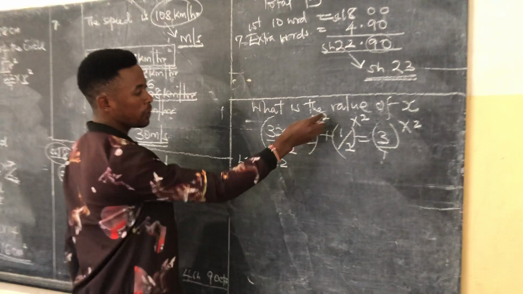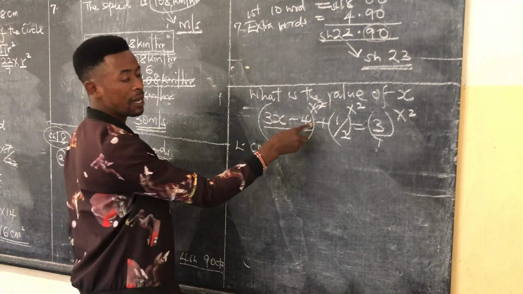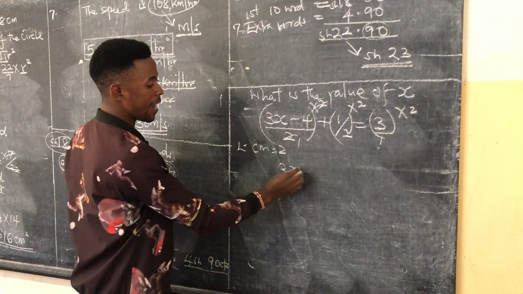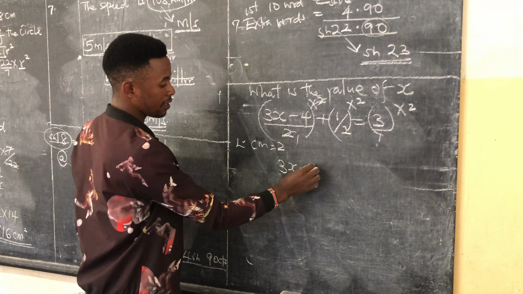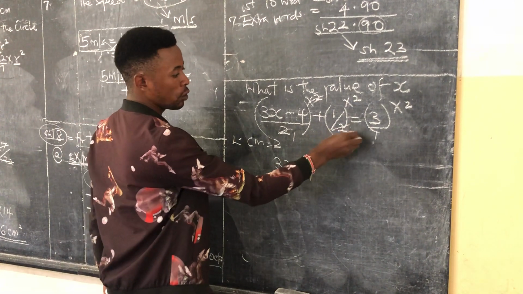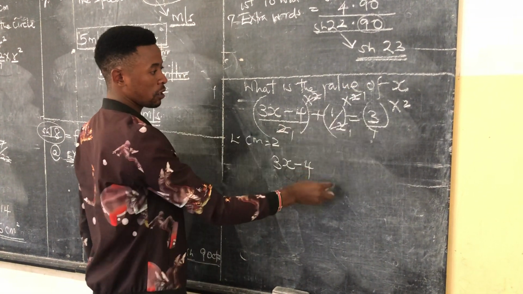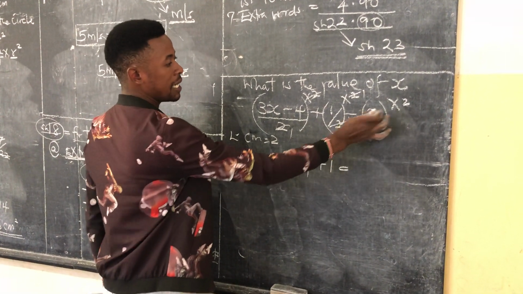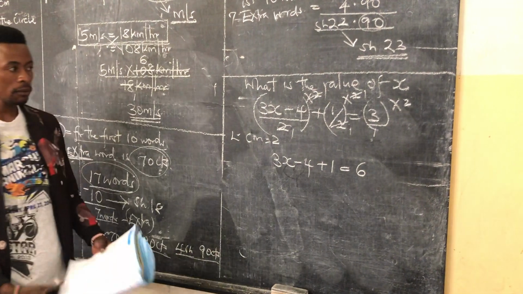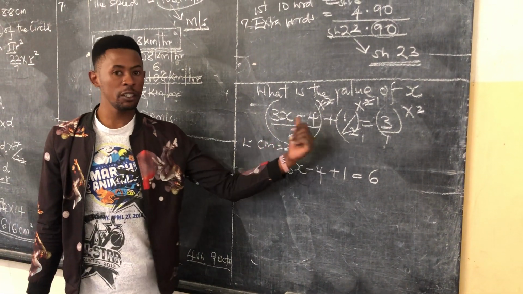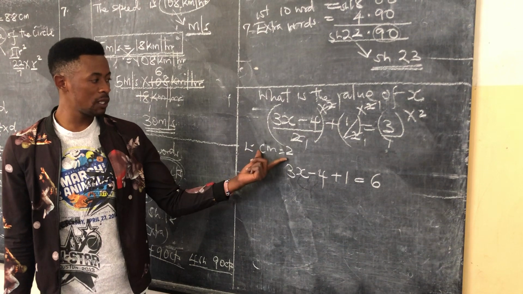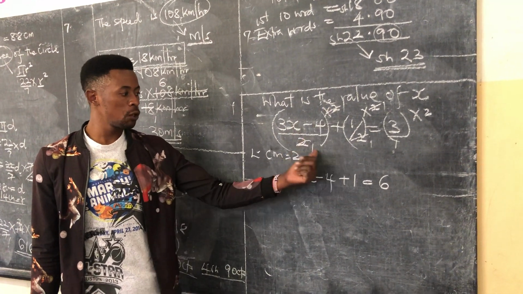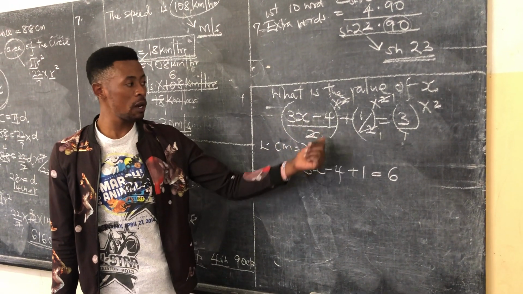So this group times 2 by 2, 1 by 2, 1. So we are multiplying this one by 1. So 3x times 1, this is 3x, minus 4 times 1, that is minus 4. Plus 1 by 2, 1 by 2, 1. So this is 1 times 1, which will be plus 1, is equal to 3 times 2 is 6. I repeat, we have multiplied each group by the LCM. So the LCM is 2. (3x minus 4) by 2 times 2. So 2 and 2 cancel, by 2, 1, by 2, 1.